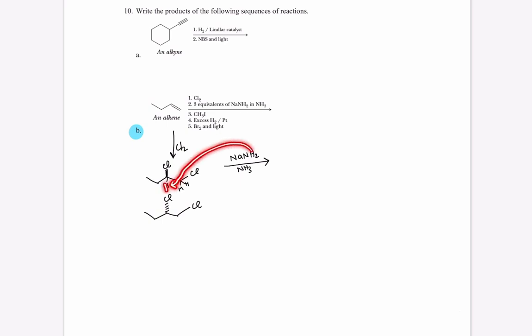If this is the hydrogen that will be abstracted, the chlorine from the adjacent carbon is going to leave, leading to an elimination reaction. So let's say that this hydrogen has been abstracted, this bond is going to kick in here, and the Cl is going to leave. That's going to put the double bond. And you still have two hydrogens on this carbon. Now this is just with one equivalent of NaNH2.